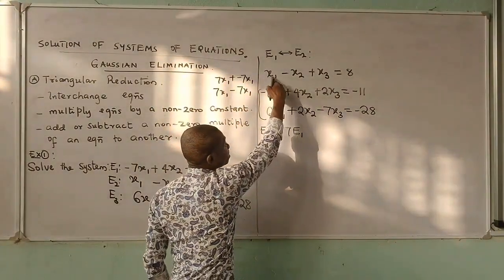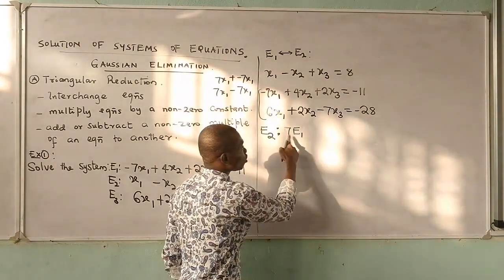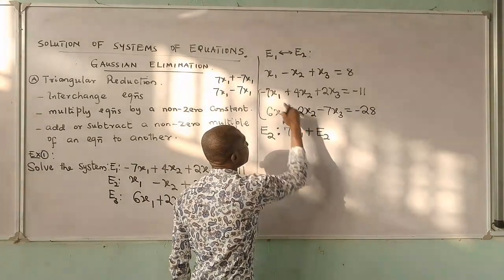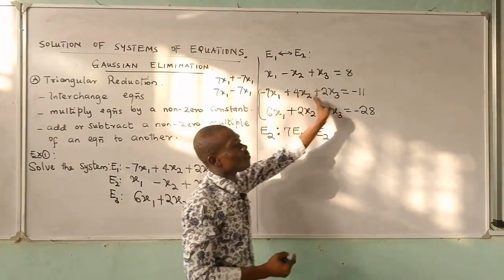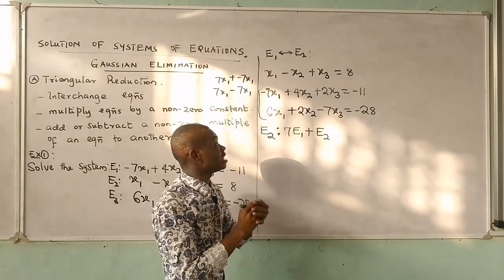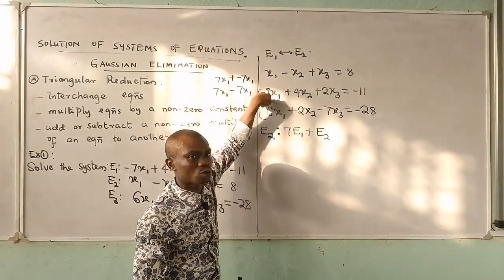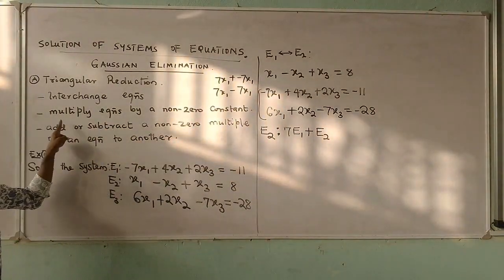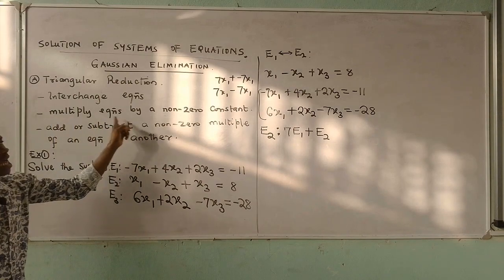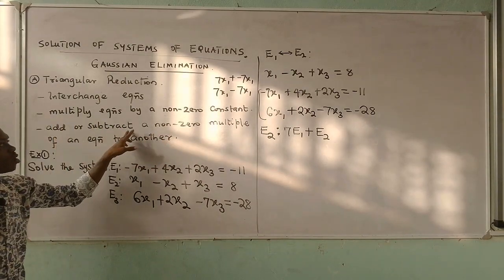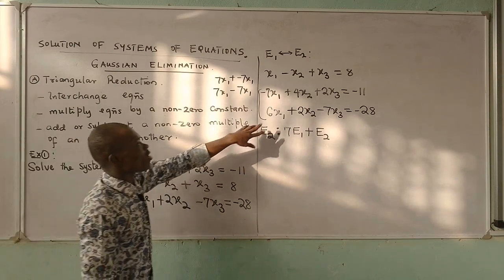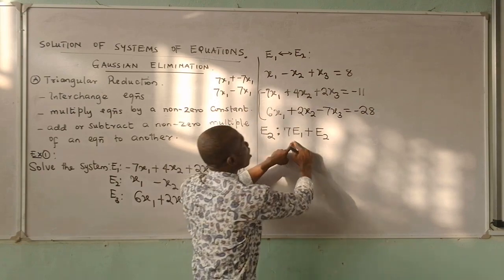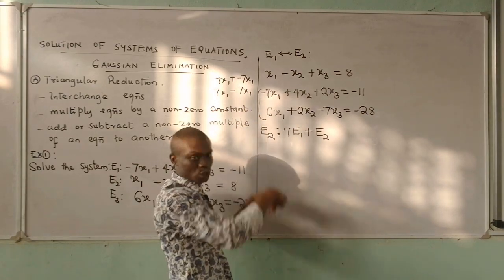Remember, this is what is guiding me in writing the formula. So this is now going to become 7E1 plus E2, which will help me eliminate this. I don't care what happens to the rest. The only thing I'm interested in is eliminating this in equation 2. So this is going to be my new E2. What did I apply now? I'm applying this rule: you can multiply an equation and add or subtract it to another. So I've multiplied equation 1 by 7 and added it to equation 2, and I call that addition my new equation 2.